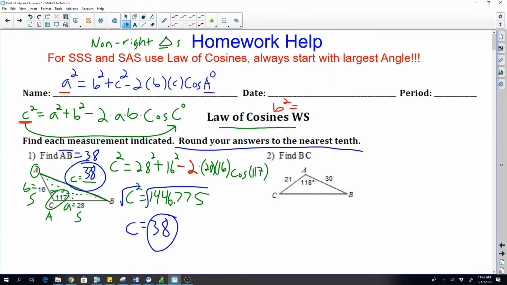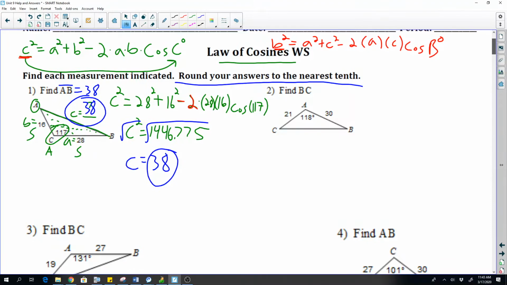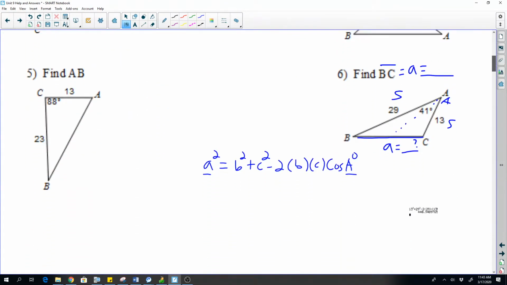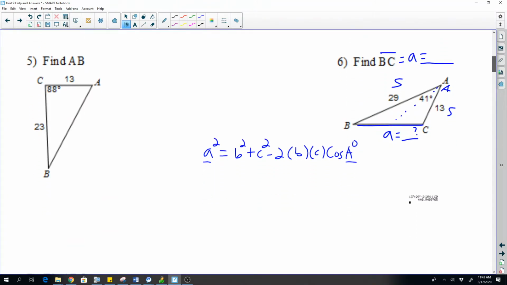So b squared is equal to the other sides, which is a squared and c squared, minus 2 times a times c, and then cosine of the angle we started with. Angle of the side length we started with, which was b. So those are the 3 formulas you're going to use. But don't get so hung up on the letters as much as whatever side you're trying to find squared equals the other 2 sides squared and added, minus 2 times those sides. So here we go with number 6.